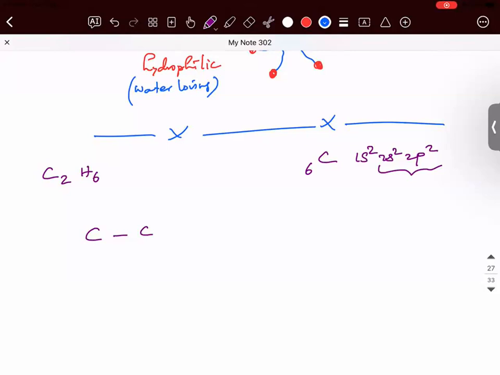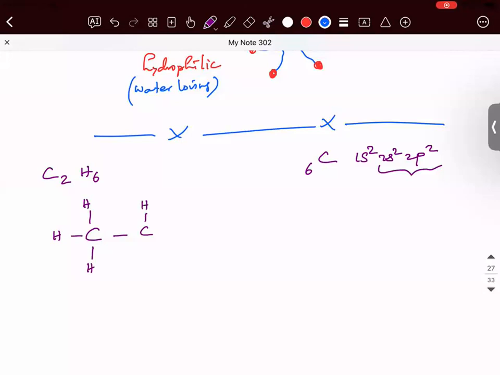Actually, carbon should have 4 valency, it should have 4 bonds. It may be a triple bond, double bond or single bond. So here we have 2 carbon and 6 hydrogen. When you divide, it is CH3, CH3.